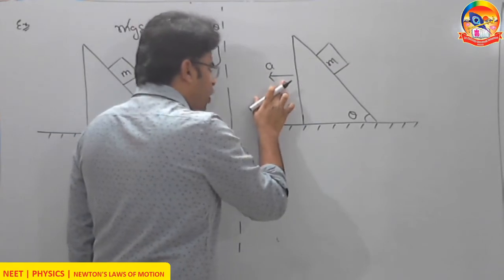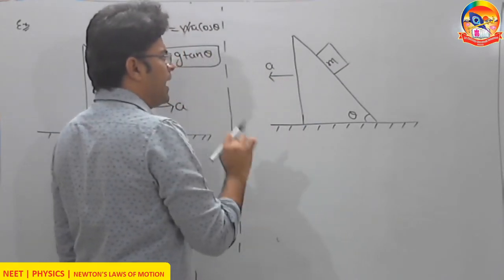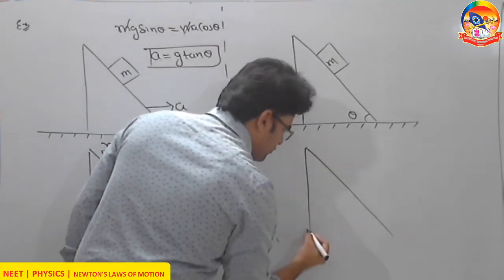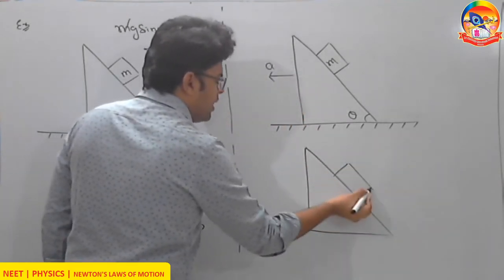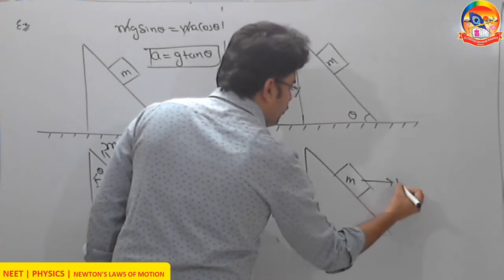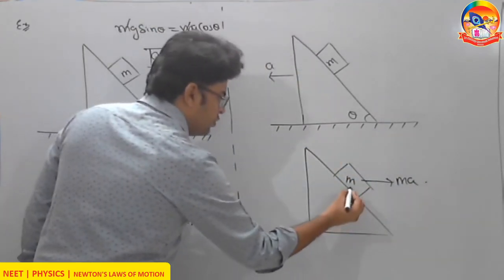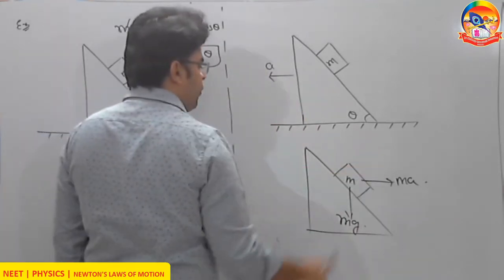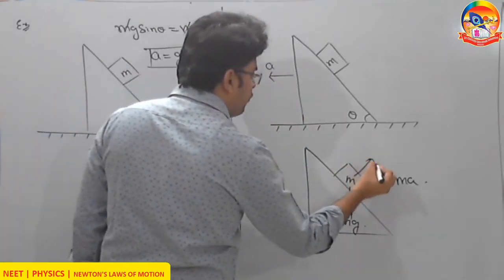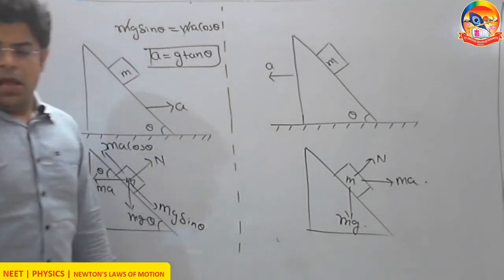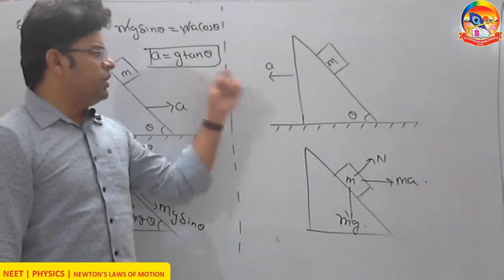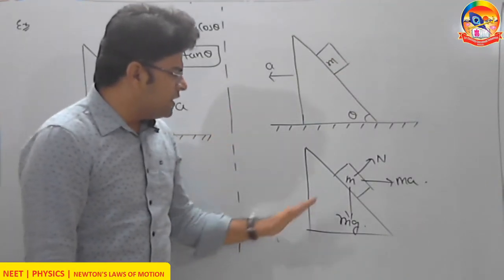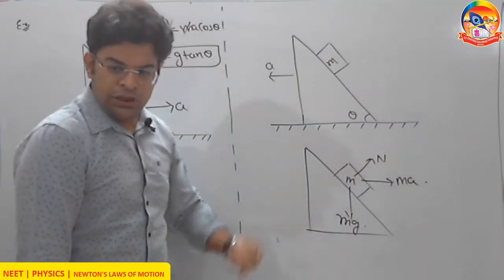In the frame of the incline, what forces will be acting on the block? In the frame of the incline, I will say I am fixed. On this block, there are three forces acting: a pseudo force ma, a force of gravity mg, and a force of normal. Notice that the pseudo force is applied in the direction opposite to the acceleration of the frame. So the question is, what has to be the acceleration so that the block loses contact with the incline? For that acceleration, the value of normal reaction should be 0.